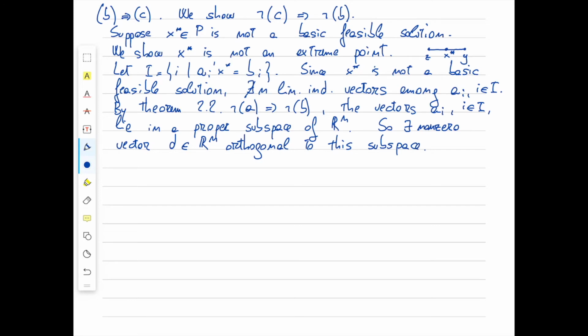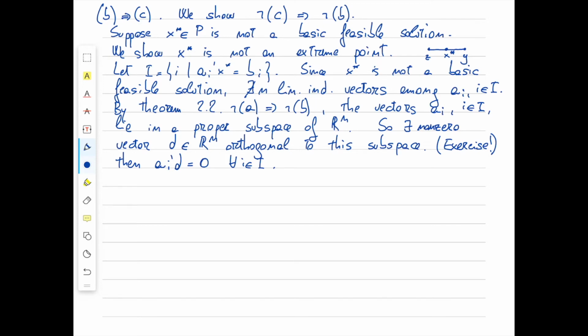If it's not clear to you the existence of such a vector D, this is a great exercise to refresh your memory of linear algebra. Then A_i transpose D equals 0 for every i in I, from the orthogonality. Now it's time to construct the vectors y and z as promised.